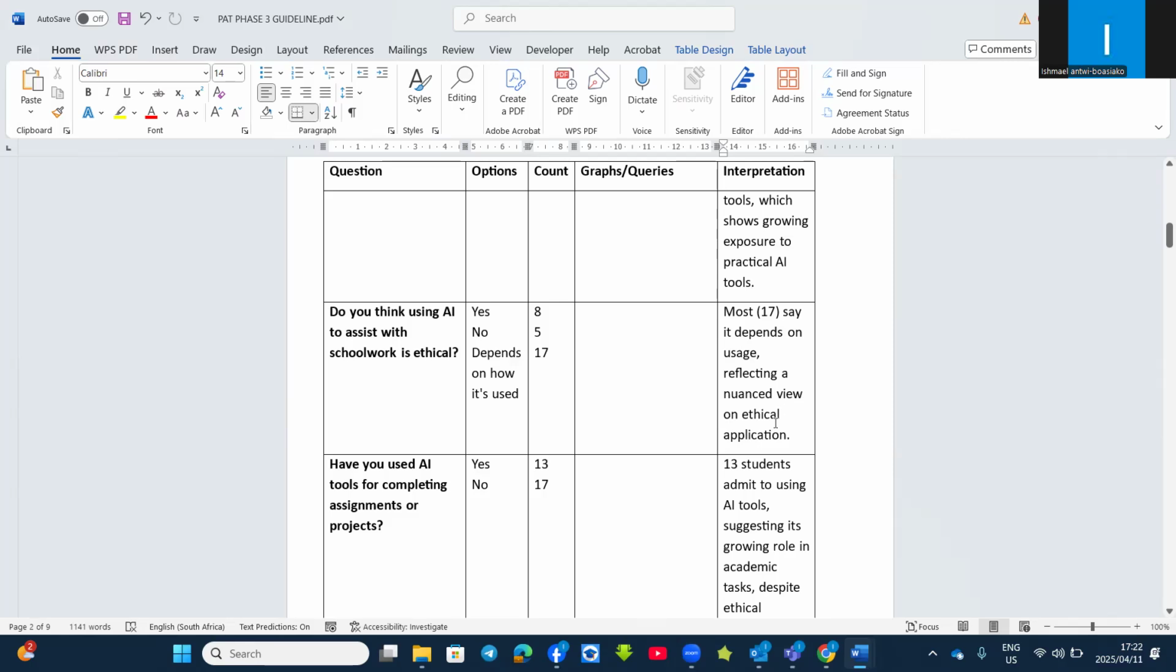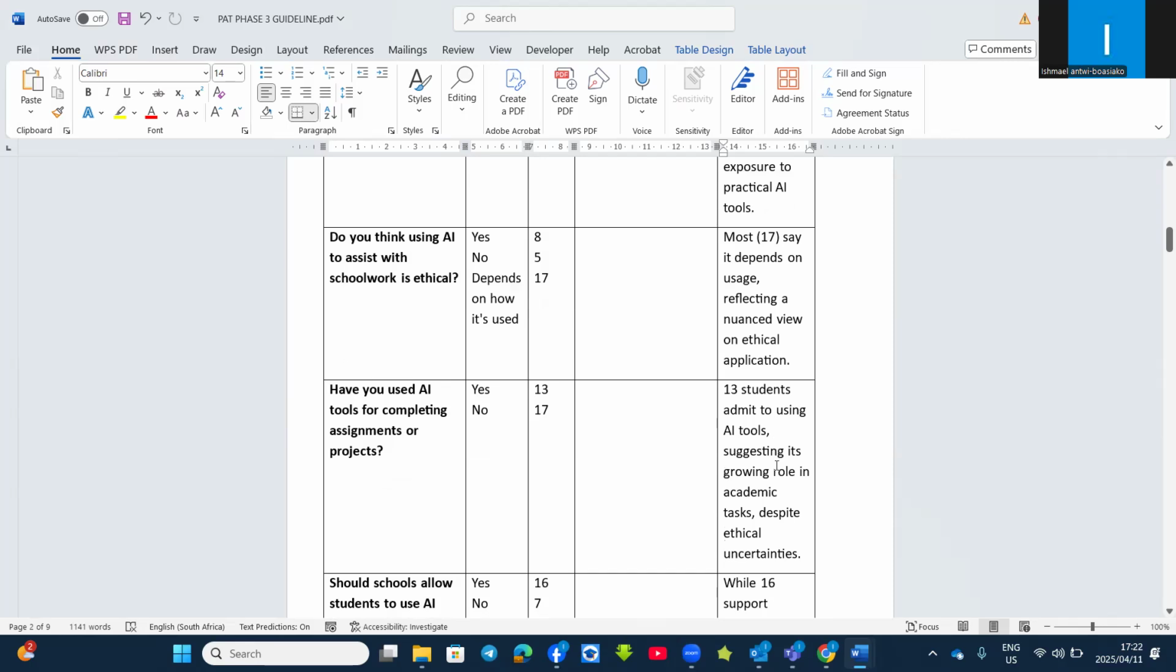And then, have we used AI tools for completing an assignment or project? Yes, there were 13 who said that, and then 17 said no. Now, 13 admit that they have used AI tools for completing assignments before, and then 17 said they have not used it before. So it suggests that there's a growing role for AI in academic tasks, despite its ethical uncertainties or concerns.